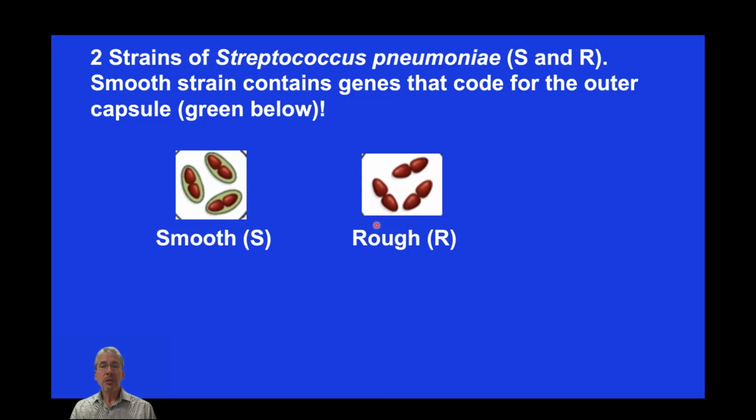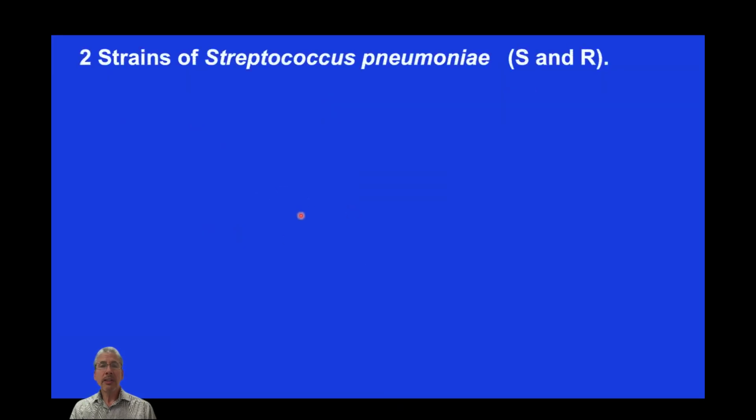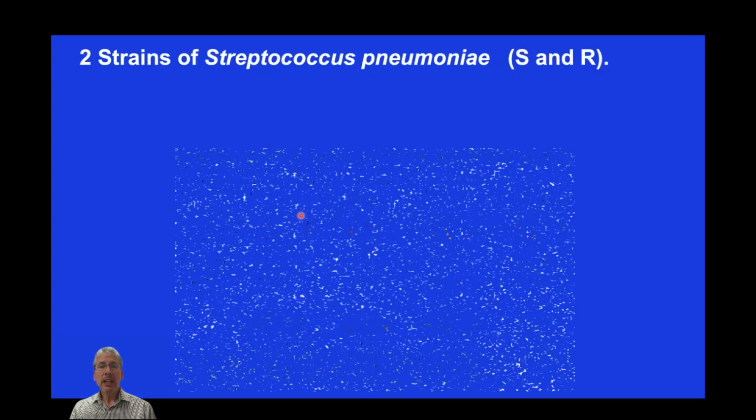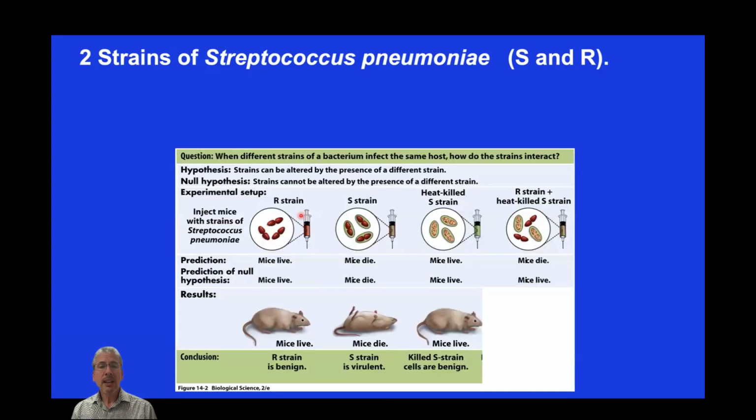So he's working with these two strains of bacterium, and he essentially recognized that these two strains have different levels of pathogenicity. For example, if you take rough strain cells and inject them into mice, the mice can survive that. So the mice live, no problem. So we say, well, the rough strain is benign. On the other hand, the smooth strain, if you inject that into mice, the mice die. So the smooth strain is virulent.